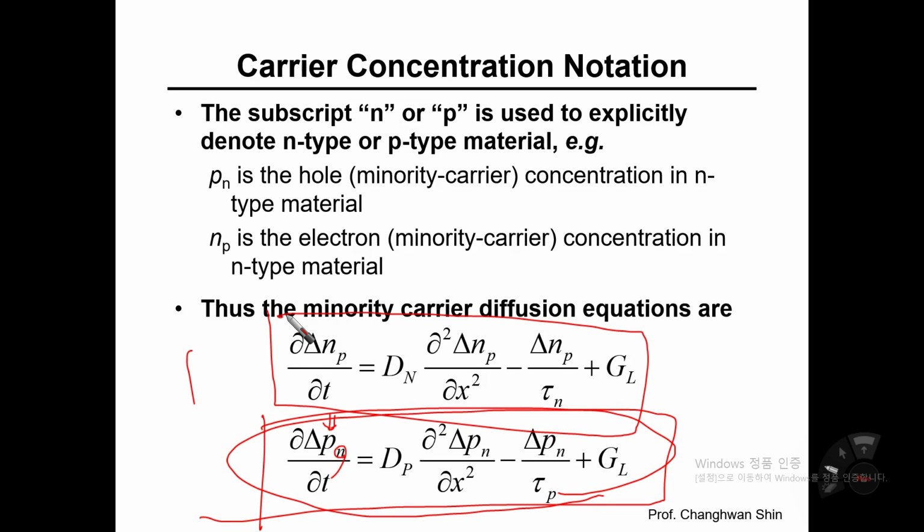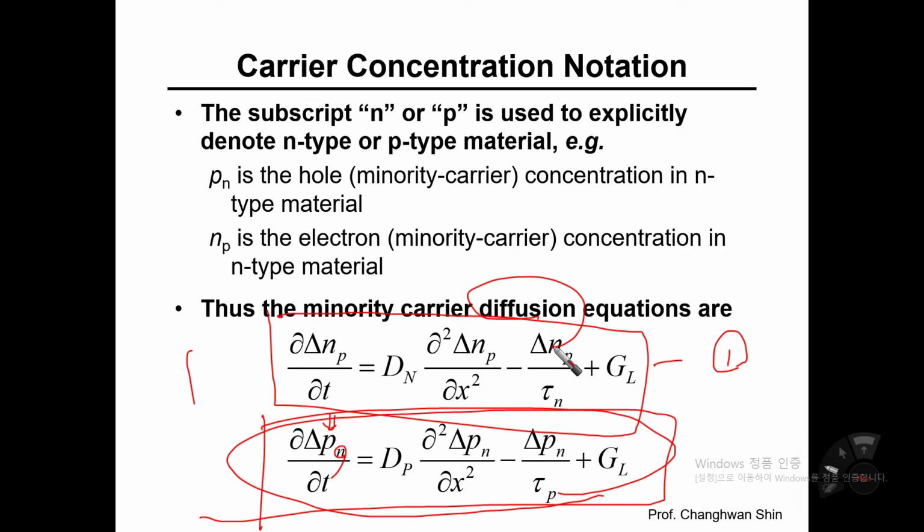When it comes to the electrons in the P-type material, this equation number 1 can be valid to explicitly describe how the minority carriers in P-type material, in other words, how electrons in the P-type material can move. But I have used the word diffusion. Instead of movement, I have used diffusion. Why diffusion?